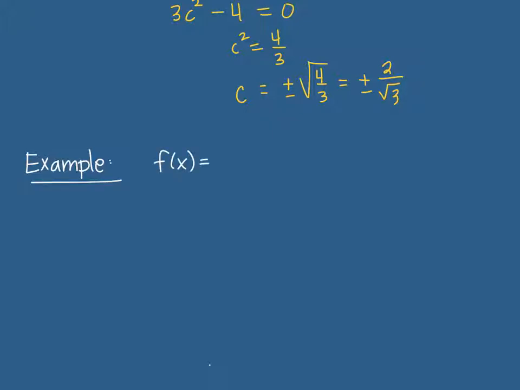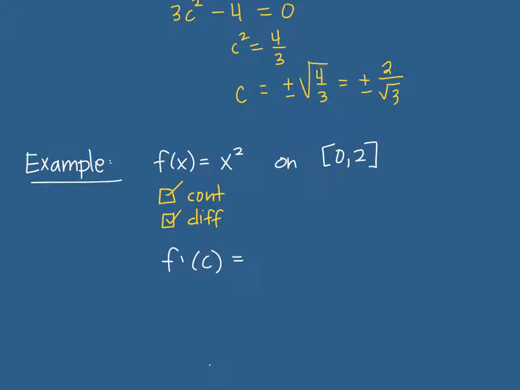Let's take the simple parabolic function x squared on the closed interval from 0 to 2. So we can be assured that this is continuous, and we can also be assured that this is differentiable, which means that the mean value theorem, f prime of c, can be shown to be equal to f of 2 minus f of 0 over 2 minus 0.